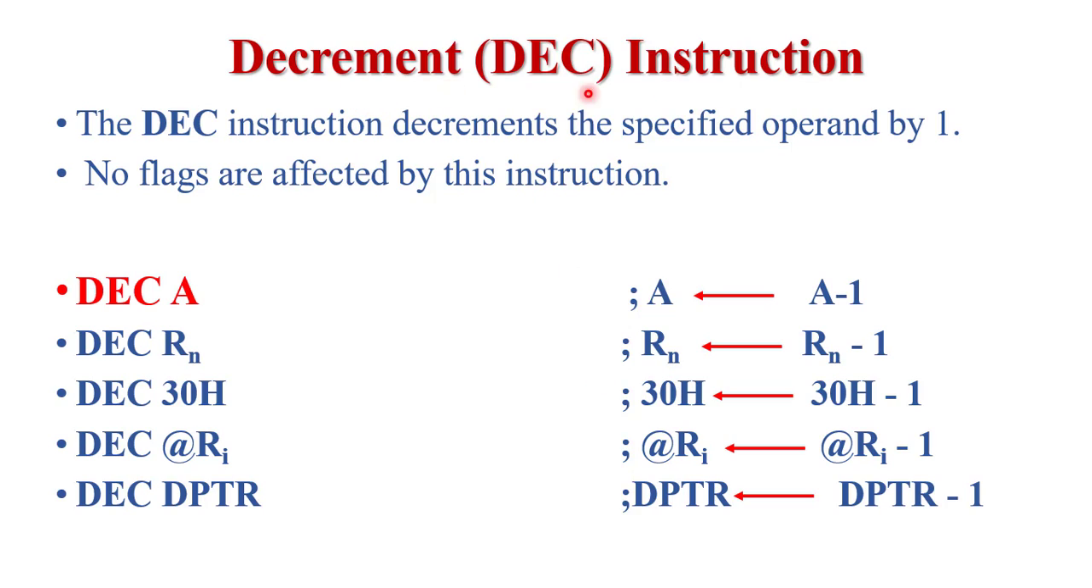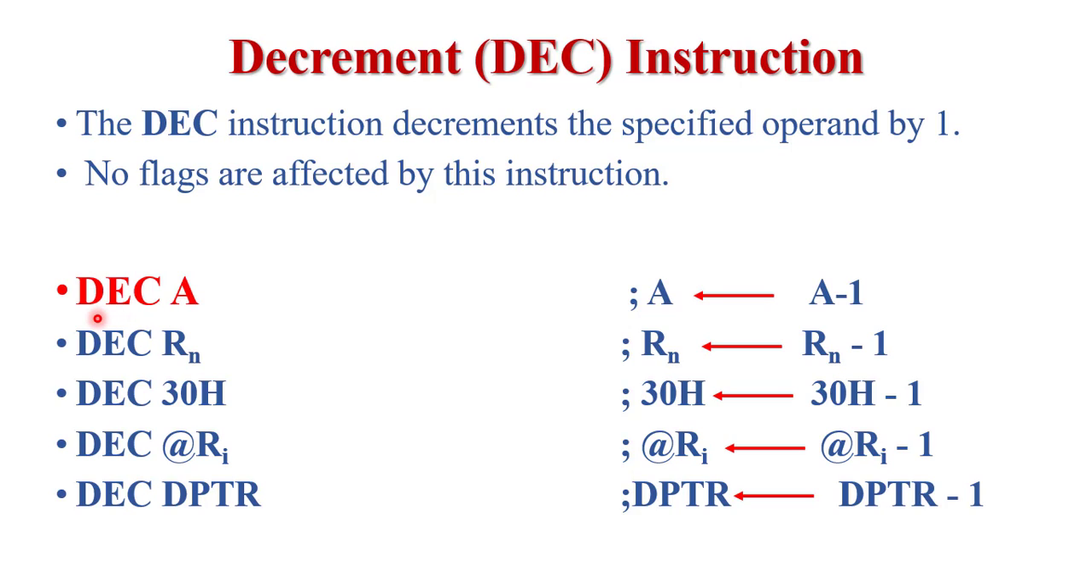Next is the decrement instruction. The opcode of the decrement instruction is DEC. This instruction decrements the specific operand by 1. As I have already said, the increment instruction only counts the next number, and the decrement instruction only counts the previous number. Don't think that it is adding or subtracting numbers or content. No flags are affected by these instructions. This type of instruction also supports all types of addressing modes.